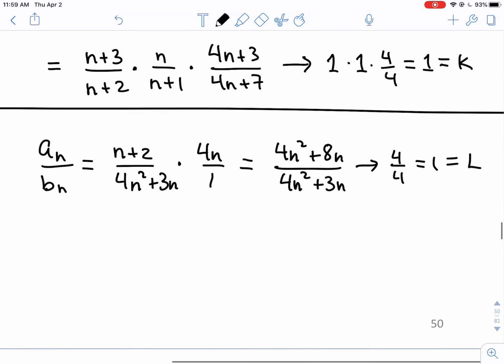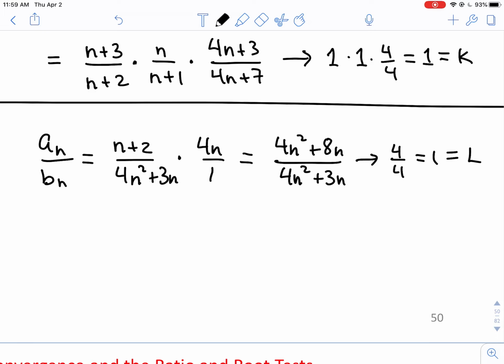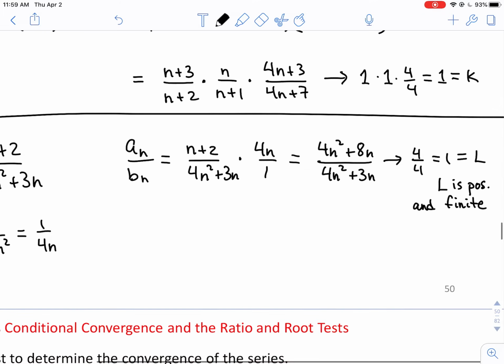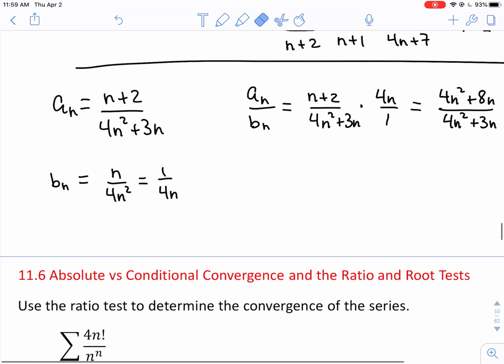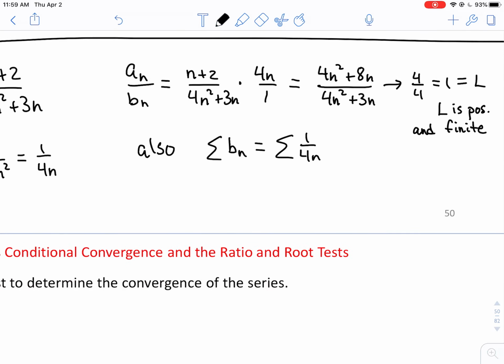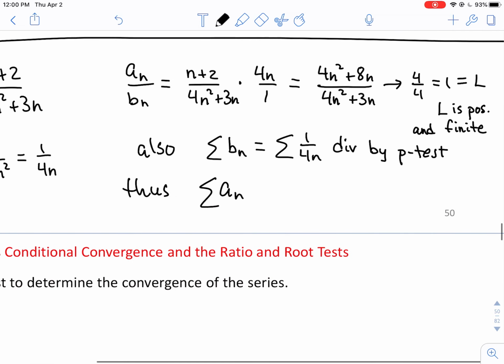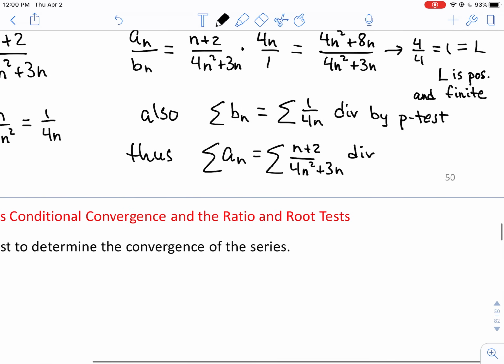When you're doing the limit comparison test, all that mattered was that L was positive and finite. If L is positive and finite, then we know that the series of a sub n and the series of b sub n behave alike. So we further have to say, okay, what do I know about the series of the simple one? The series of b sub n is just 1 over 4n. This diverges by the p-test. Therefore, the series of a sub n, which is the original one, diverges as well by the limit comparison test.